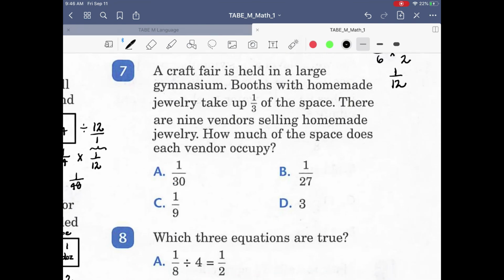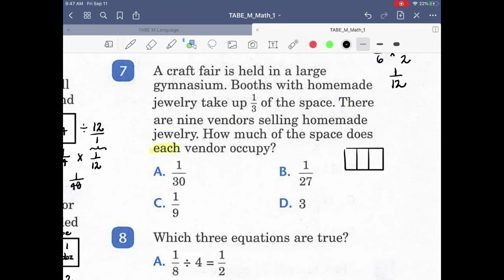Number 7. A craft fair is held in a large gymnasium. Booths with homemade jewelry take up 1/3 of the space. There are 9 vendors selling homemade jewelry. How much of the space does each vendor occupy? Again, I would encourage you to draw a picture. So here's the gymnasium. And the jewelry folks get 1/3 of the space.